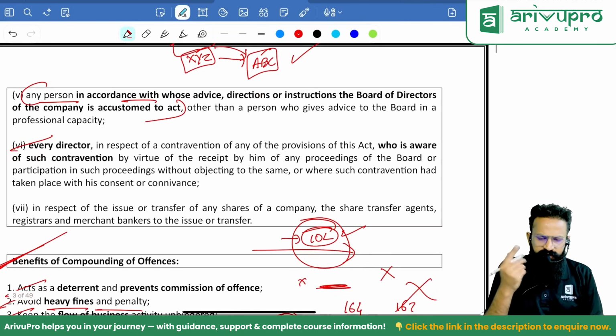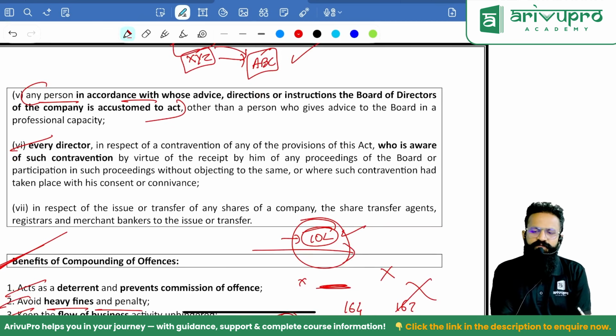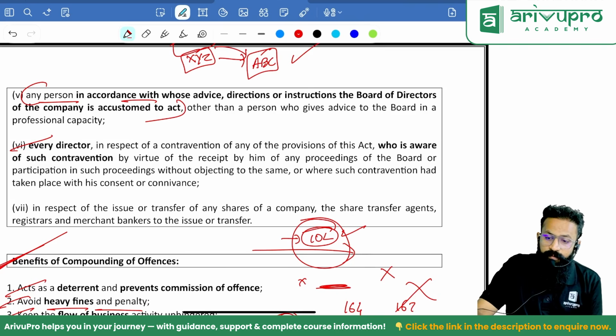Every director in respect of a contravention of any of the provisions of this Act who is aware of such contravention by virtue of receipt of the proceedings of the board, meaning there is a board meeting.